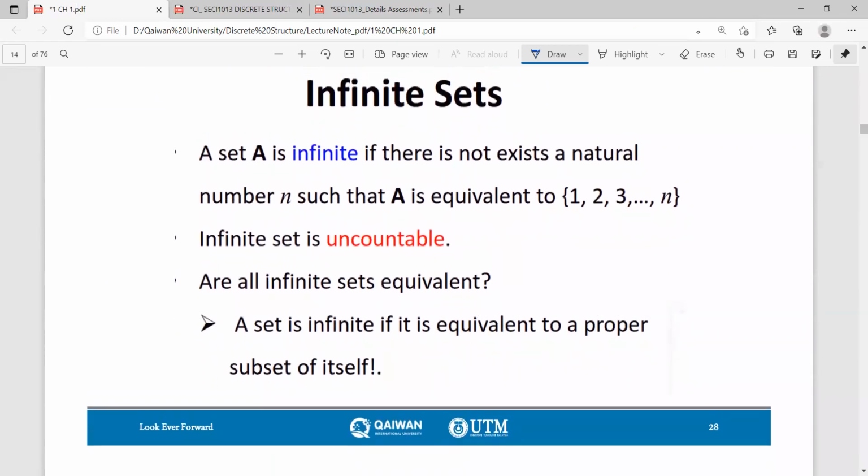For the infinite set, if we have an infinite number of elements in a set, the set is infinite, and also an infinite set is uncountable.